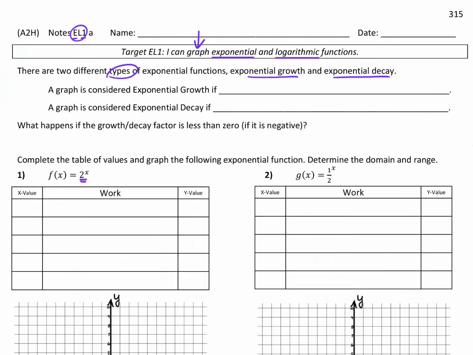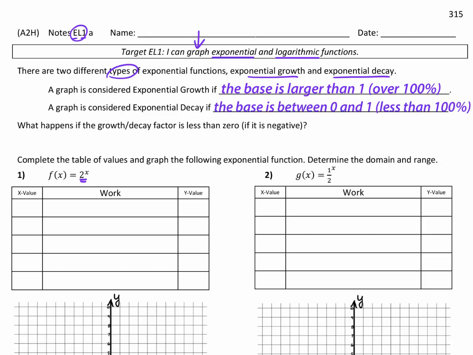So back here, a graph is considered to be growth if the base is larger than 1, if it's over 100%. It doesn't matter if it's 1.01, that is just a smidge over 1, and so it will continue to grow faster and faster and faster, always multiplying by 101%. So you can kind of deduce that a graph would be considered exponential decay if the base would be between 0 and 1. Notice I'm leaving the negatives out of this definition.